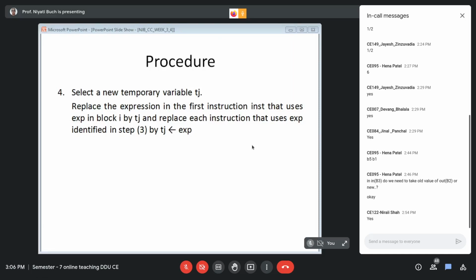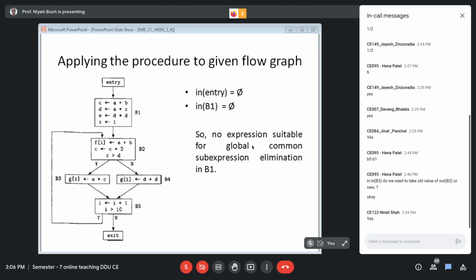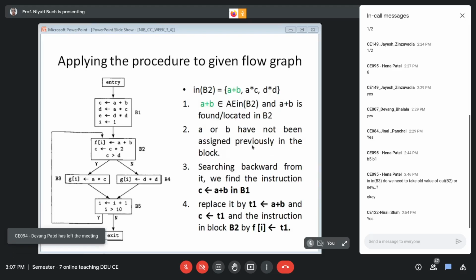Now we will see it being applied to our example. We are applying the procedure to the given flow graph, so we will start block by block, naturally. For entry the in set is empty, and for B1 also the in set is empty. So there is no expression suitable for global common subexpression elimination in B1, and there is no change in our flow graph. Let me move further to the next block.